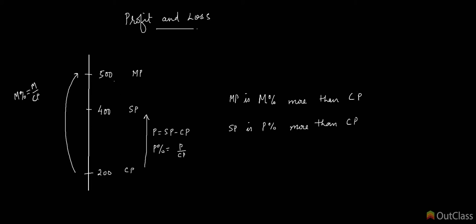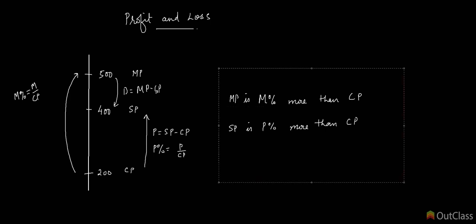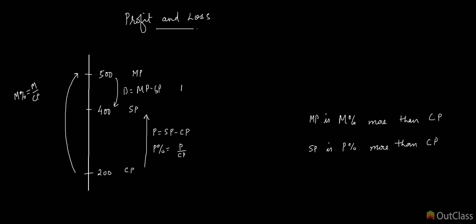And you gave a discount. The discount in rupees is the numerical difference between the 500 and the 400, MP minus SP, and your discount percent is your discount as a fraction of the marked price. You can also say the sale price is D% less than the marked price.